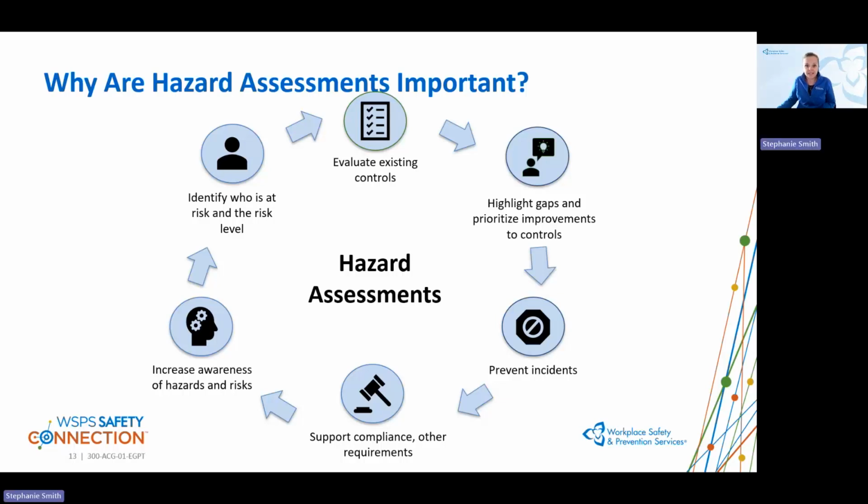And it can help support compliance and other requirements. So there are industries out there and in some regulations where hazard assessments are required, or you may be having a health and safety management system like an ISO system, or you may be using COR and you're required to do hazard assessments. So they can help support compliance in that way, or any of the other requirements that you subscribe to. And again, this is sort of just another really big circle of why we're doing hazard assessments and the importance of assessments. So we can use this kind of methodology when we're talking to get buy-in of why they're important.